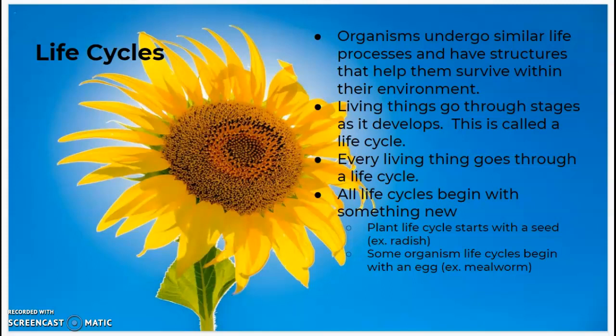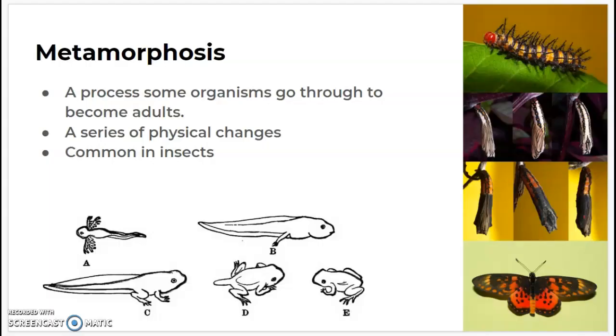All life cycles begin with something new. So a plant starts with a seed, like the ones we planted in class. Organism life cycles begin with an egg. Metamorphosis is a process some organisms go through to become an adult, a series of physical changes, so common in insects. Frogs start with an egg, then go to a tadpole, then you see them morphing, and then they go into a frog. Same with a butterfly.